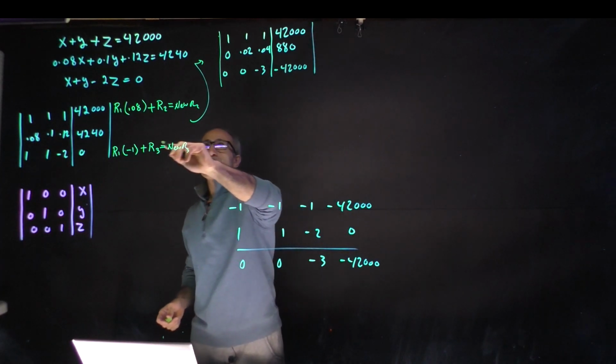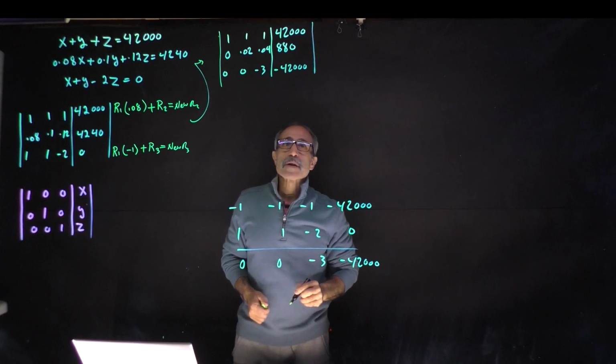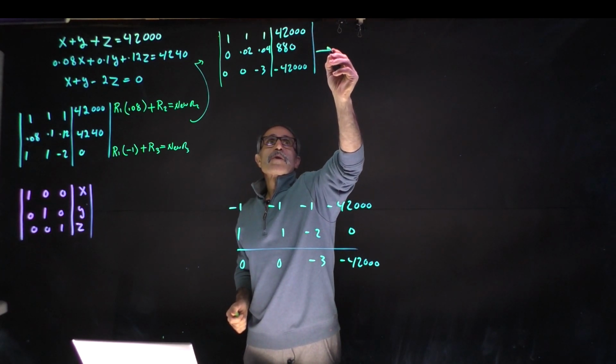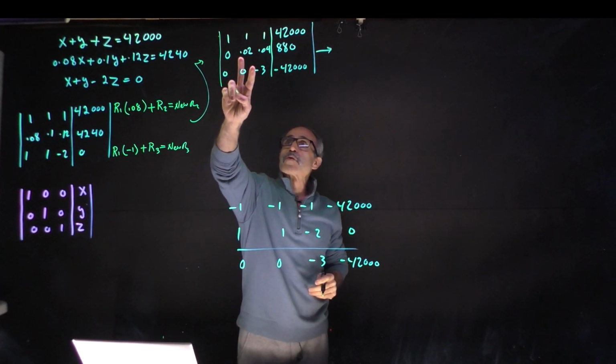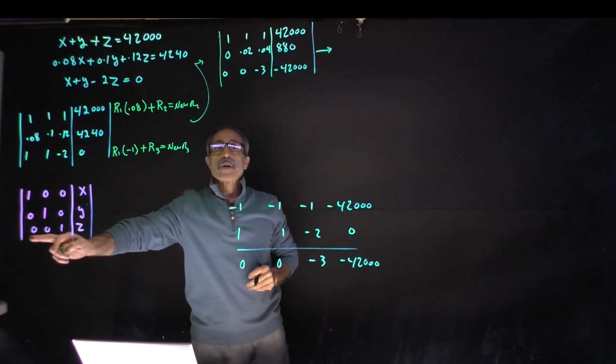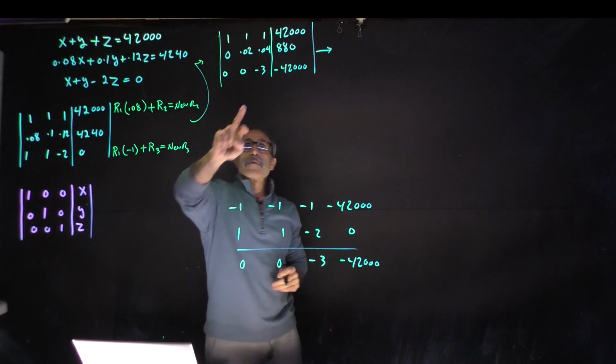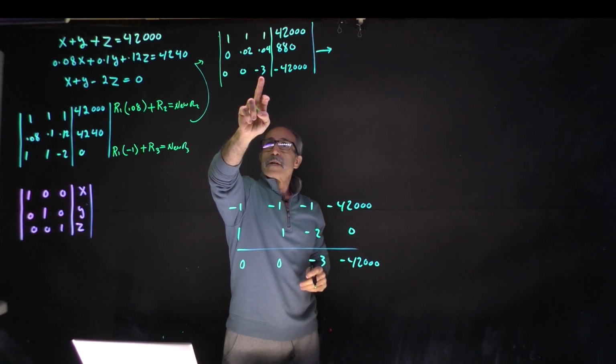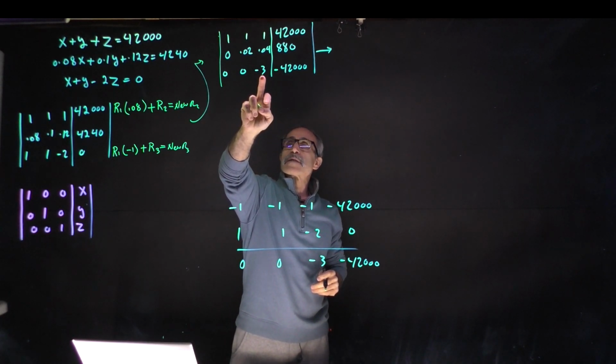So now my row number 3 is going to become 0, 0, -3, and -42,000. Okay, so we went from here to there. That was our step 1. Let's continue, keep doing this. Our goal is to make this look like this. So far we got 0, 0 here. I want to make that a 1. And what do we do? Divide that by -3.